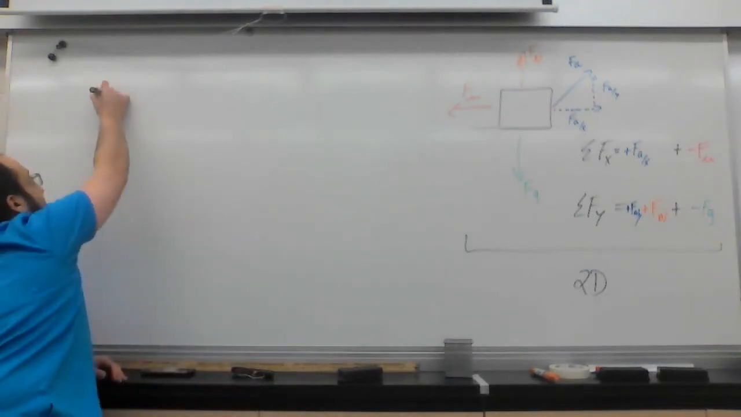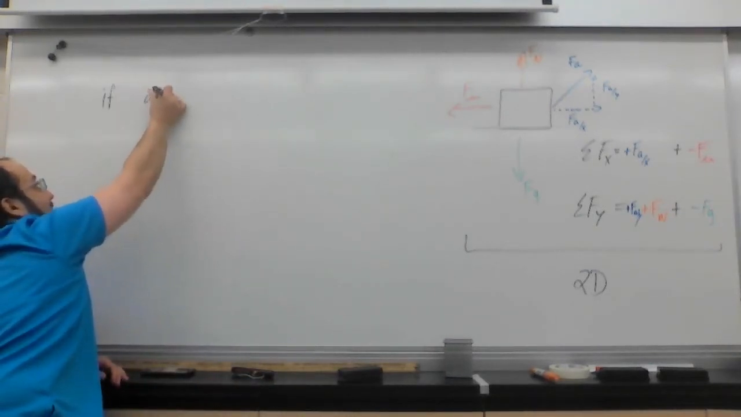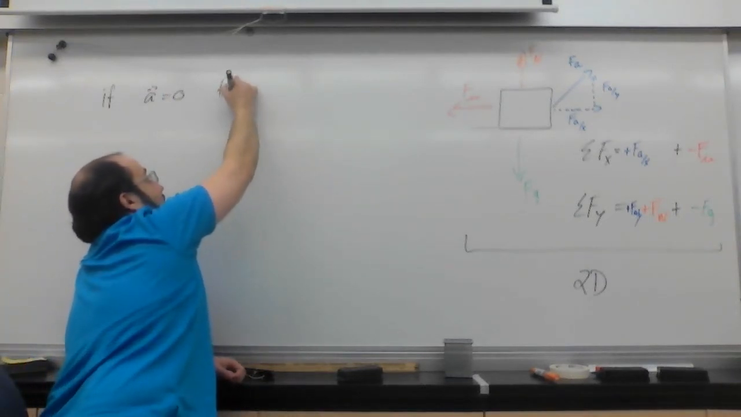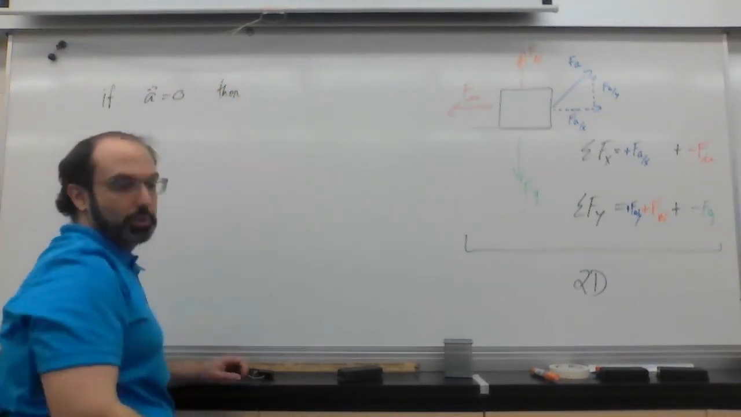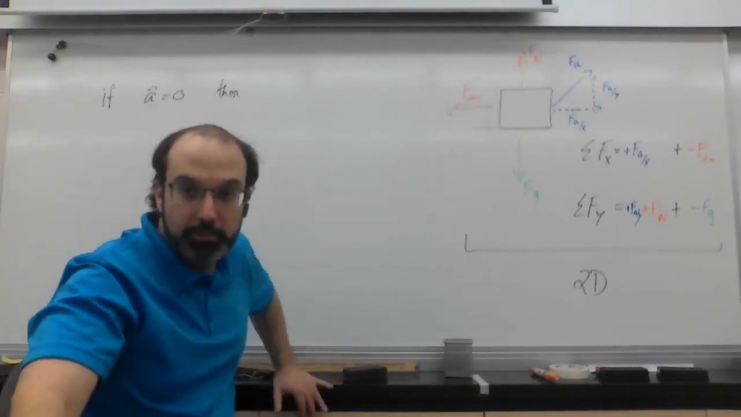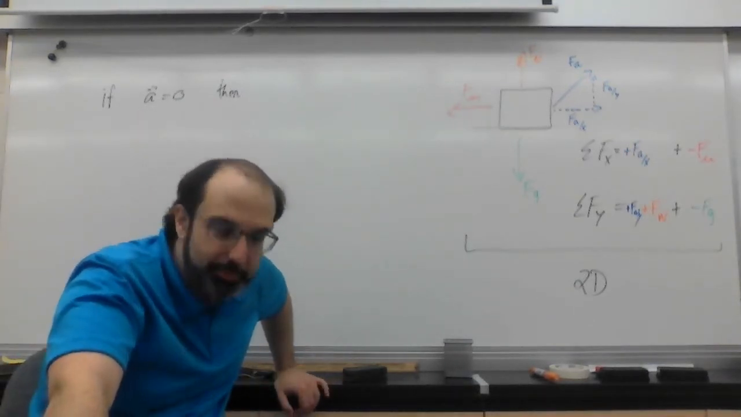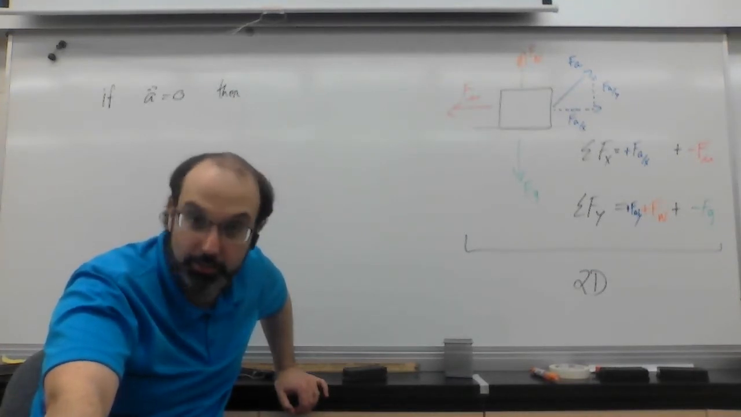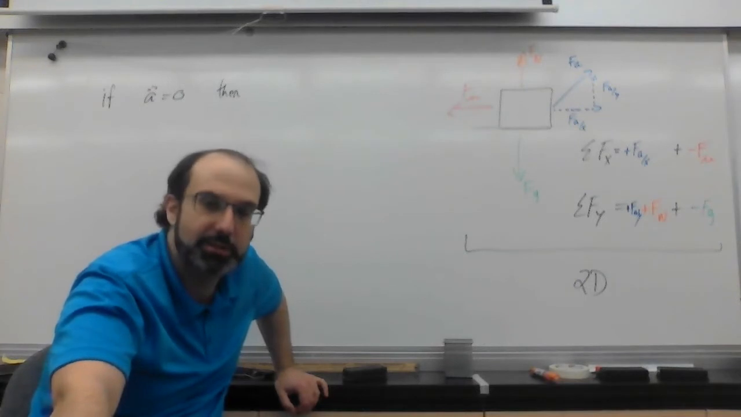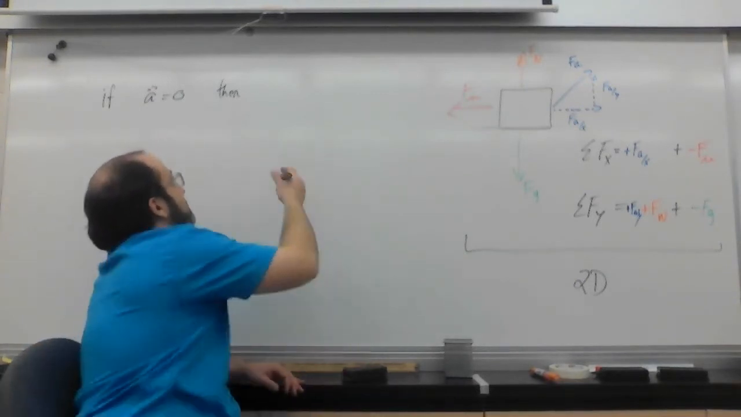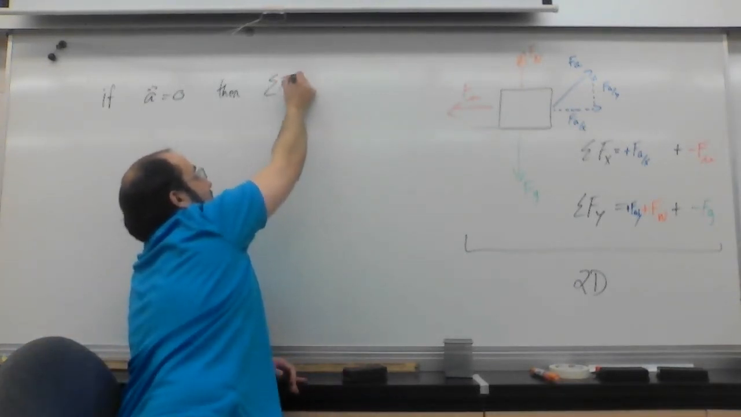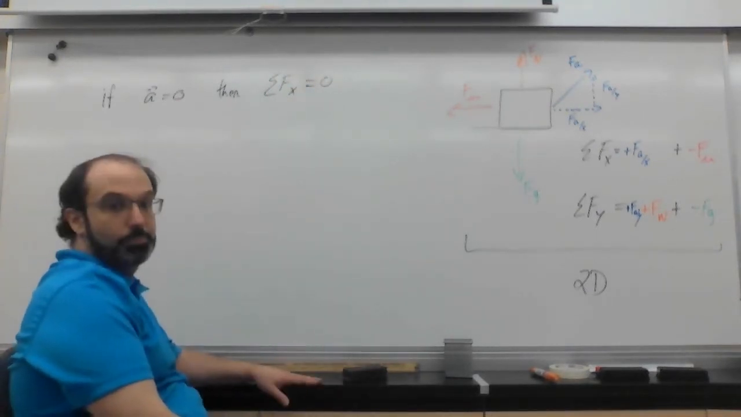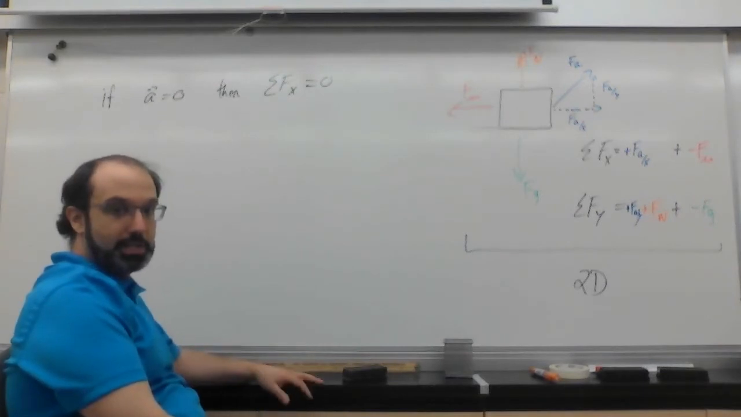If acceleration equals 0, then what? What does that mean? In a one-dimensional problem, if acceleration equals 0, that means that the forces going left and right must be balanced, or 0, which is another form of balance. So that means that the sum of forces in the horizontal must be 0. That's still true. That's the same as 1D.